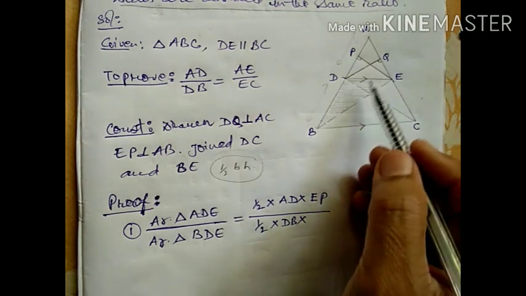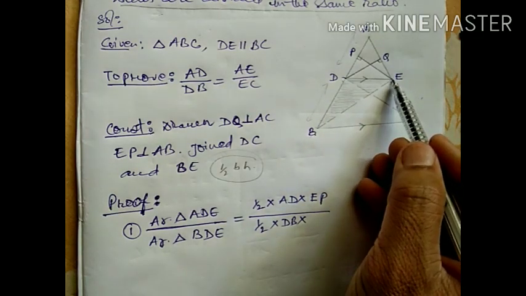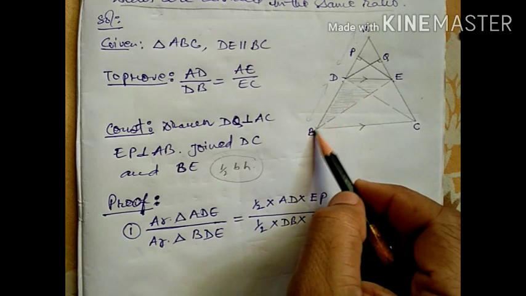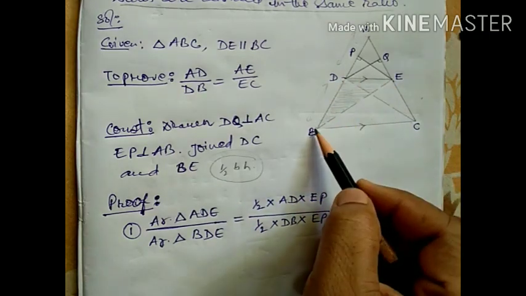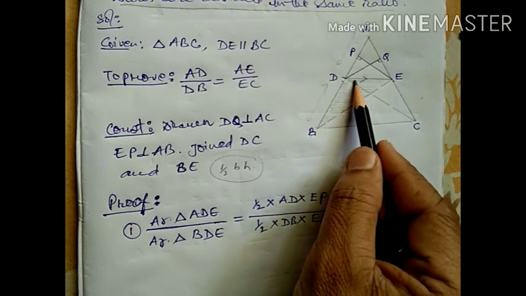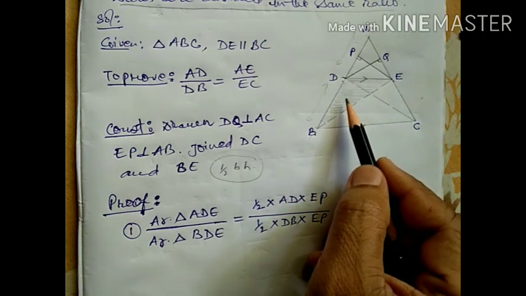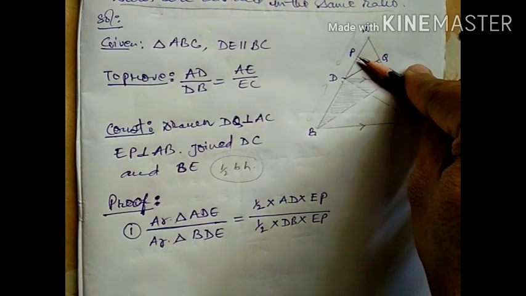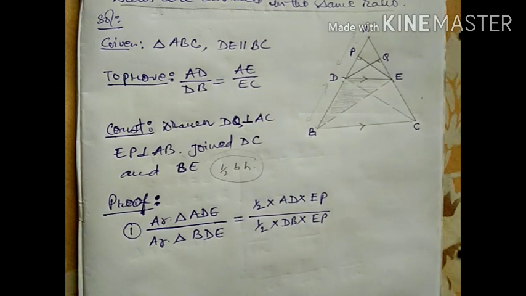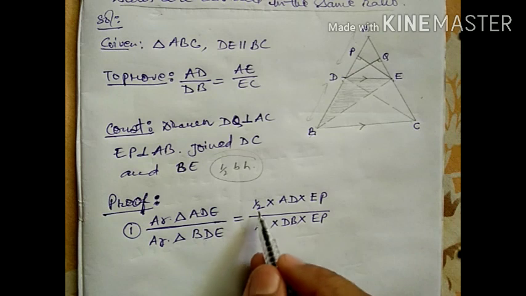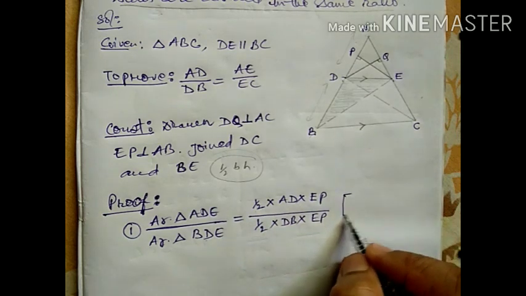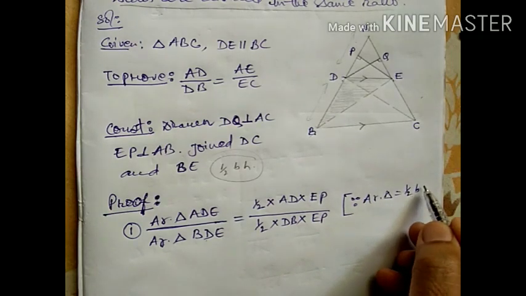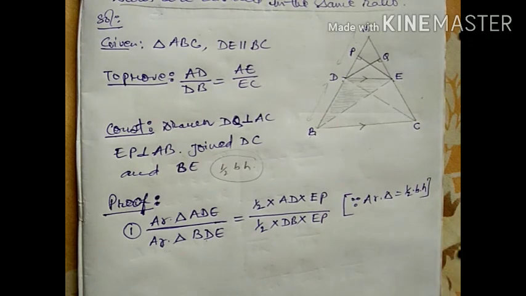So the triangle BDE has the height, that is EP. So BDE is a triangle where there is no 90 degree, and here the angle is more than 90. That means the triangle is an obtuse triangle. So if it is an obtuse triangle, then obviously it will not have 90 degree inside. 90 degree will be outside the triangle. So that also can be taken as a perpendicular. So area of triangle ADE by BDE equal to half into base into height. Here also half into base into height. This formula we have used, since area of triangle equals half into base into height.